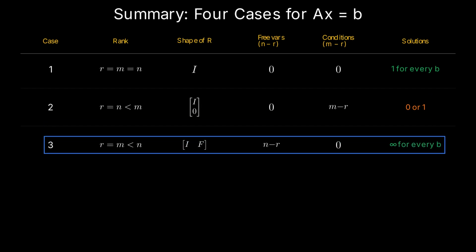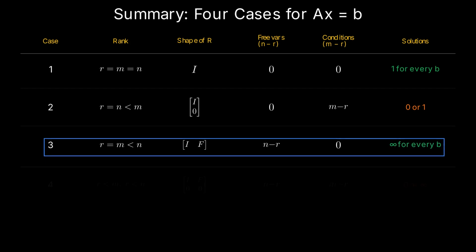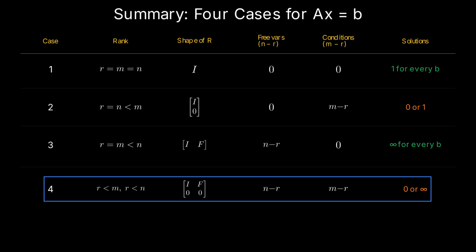Case 3, R equals M, which is less than N. The reduced form R has the identity alongside extra free columns. There are N minus R free variables, but 0 conditions on B. The system is always solvable, giving infinitely many solutions for every B. Case 4, R is less than both M and N. The reduced form R has both 0 rows and free columns. Both gaps are non-zero, N minus R free variables and M minus R conditions. You get either 0 or infinitely many solutions.